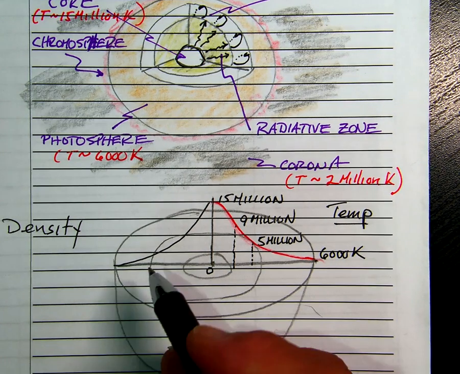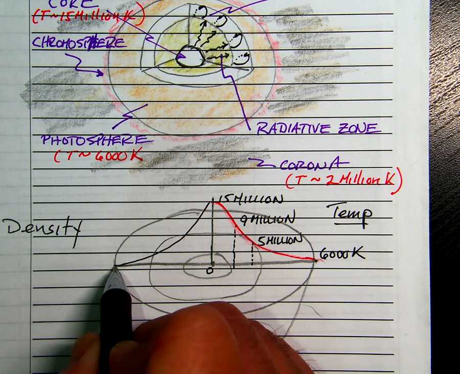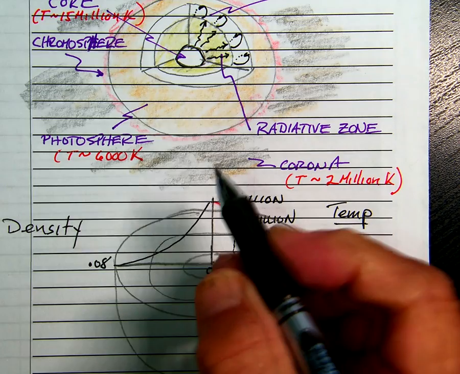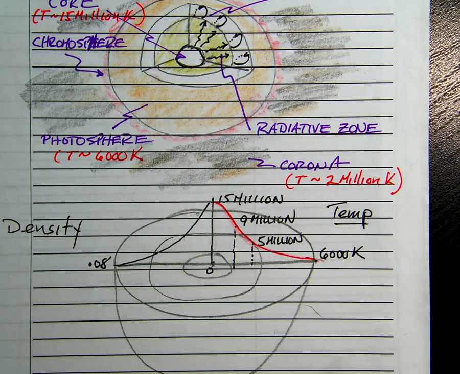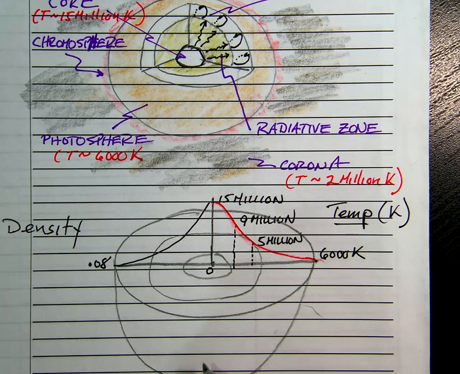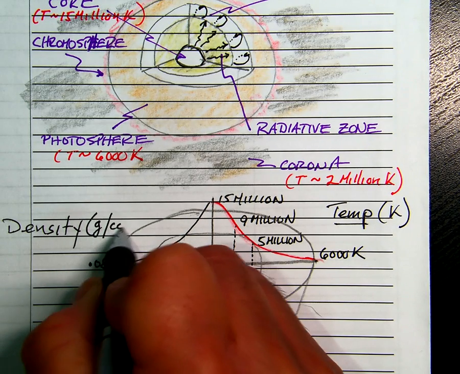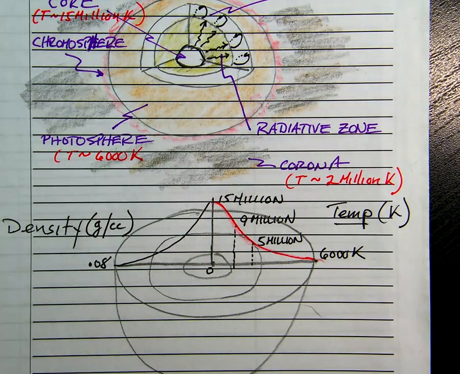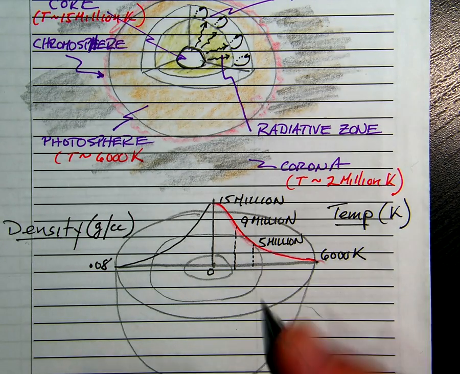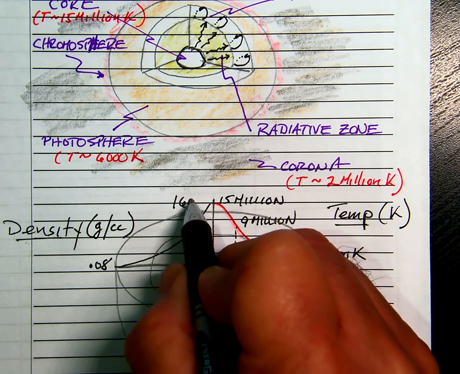So we go from a density of less than 1. Near the surface is 0.08. Now this one will be in grams per cc. The temperature here is Kelvin. The density would be in grams per cubic centimeter, so don't forget to write the units. But it goes to the core to 160 grams per cc at the core.